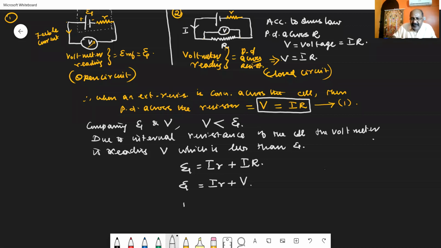From this, I can write the potential difference across the internal resistance, I into small r, is equal to E minus V. Take this as equation number 2.